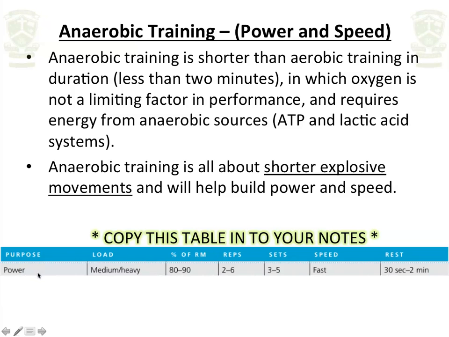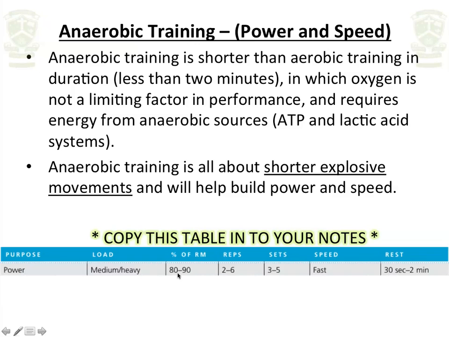This is just some more information in regards to what sort of load, if we're talking resistance, do you need to achieve power? Because you want the load medium to heavy. If it was purely too heavy, then you would be losing the speed of the muscle contraction. So that would just be building strength. So remember, power is a combination of strength and speed.